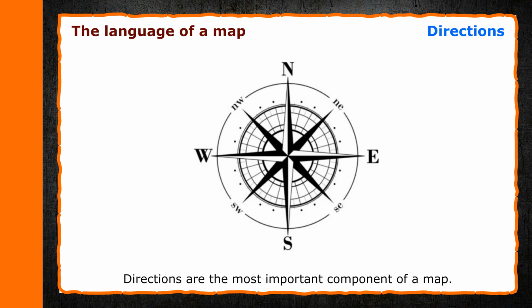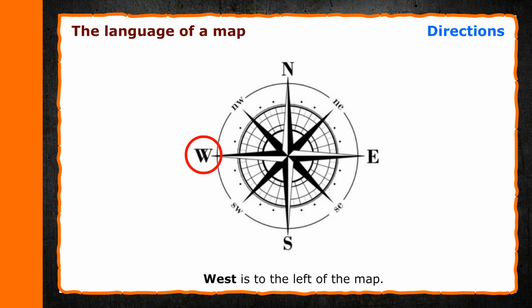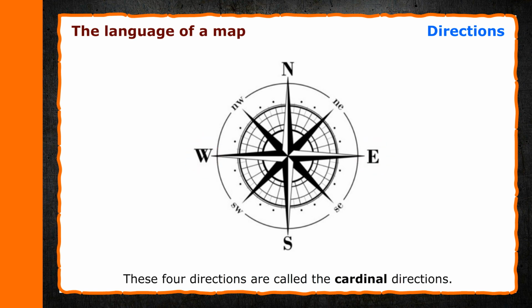Directions. Directions are the most important component of a map. They help us in locating the places. The top of a map is marked north. It is indicated with an arrow marked. The bottom is marked south. East is to the right of the map. West is to the left of the map. These 4 directions are called the cardinal directions.